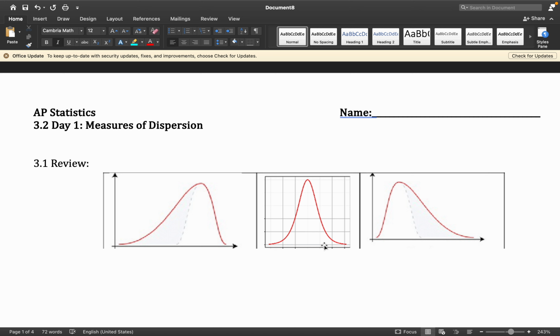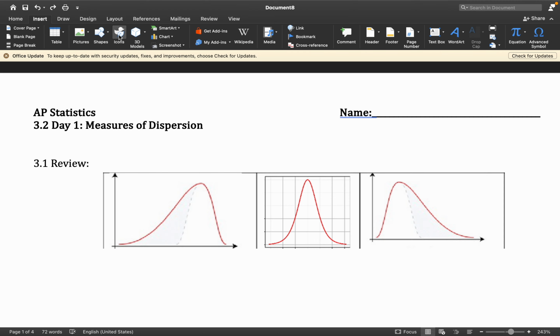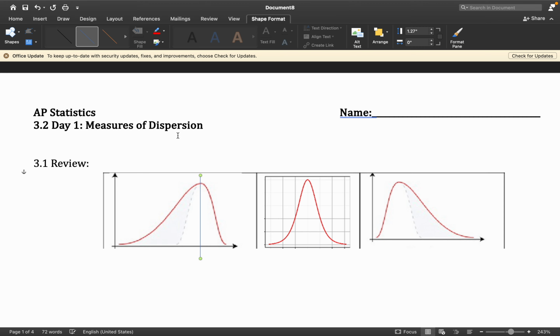So quick review. What did we talk about yesterday? We talked about our mean, our median, and our mode. Just as a little reminder, our mode is always and everywhere at the peak of your data set. It is always at the peak every single time. So your mode will always be right at the peak.